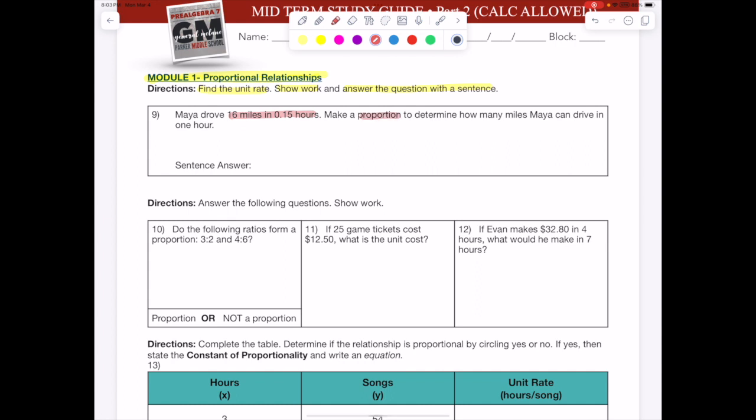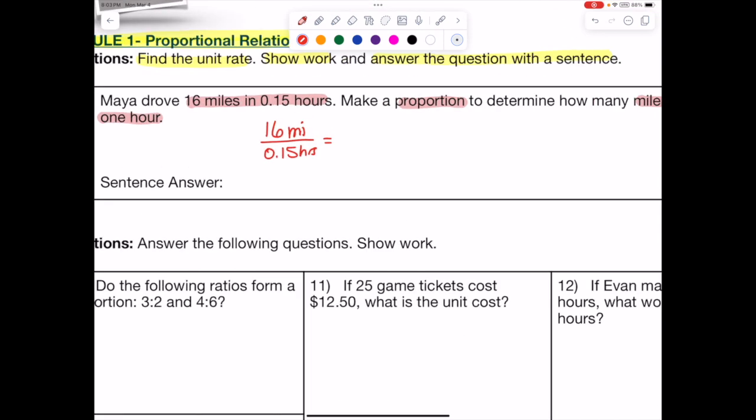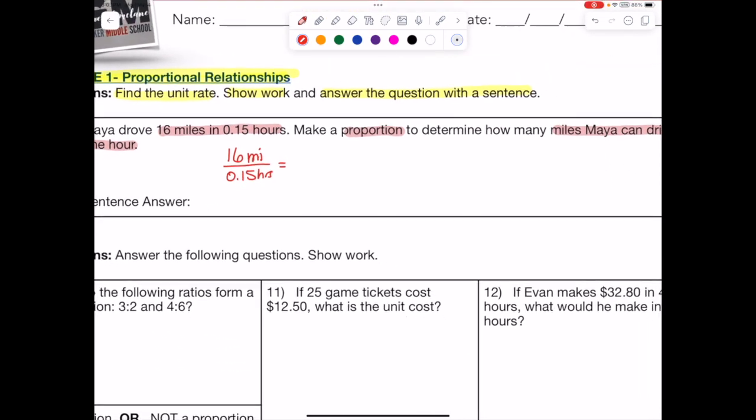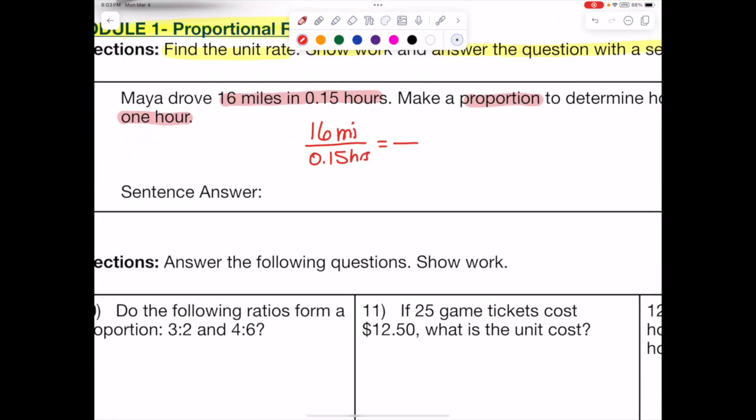Make a proportion to determine how many miles Maya can drive in 1 hour. And that gives us the organization, miles per hour. So let's go ahead and set this up. So we have 16 miles per 0.15 hours. And we want to make a proportion, okay? And we're going to set it equal to 1 hour, okay?